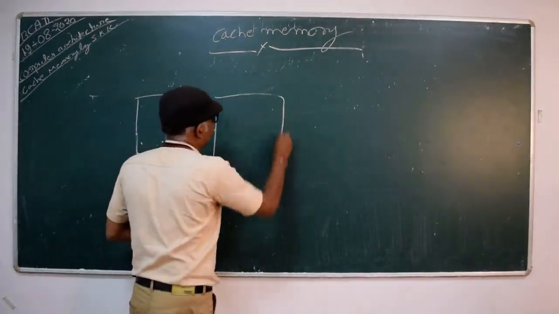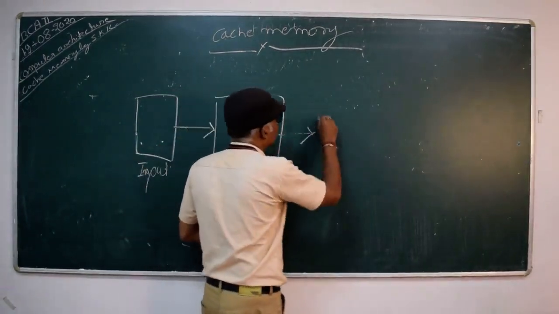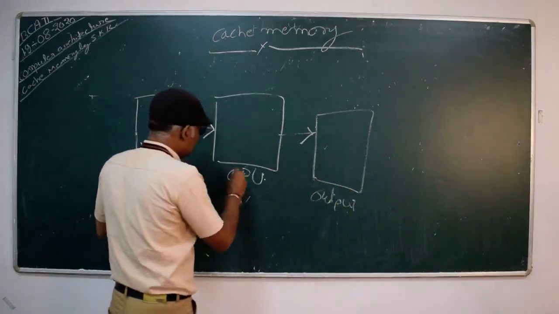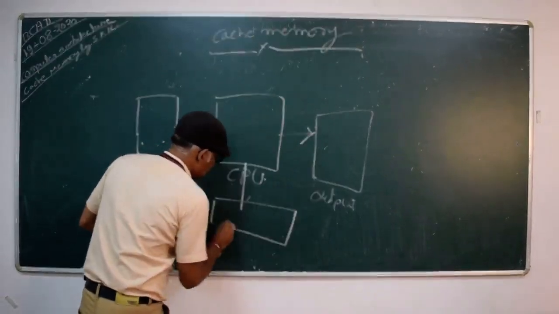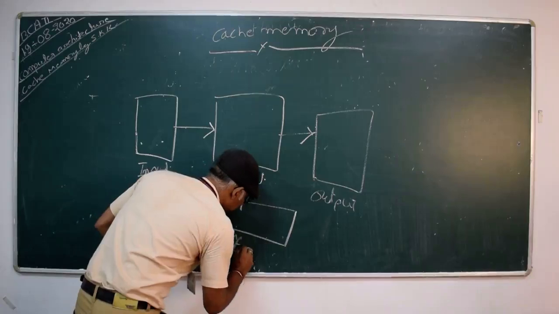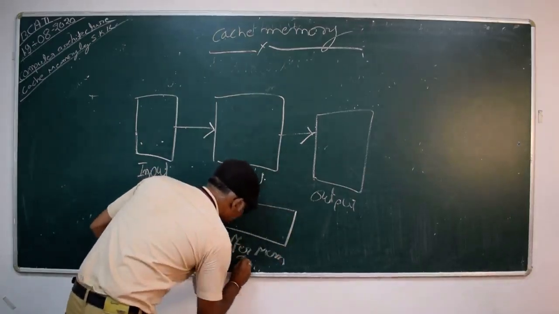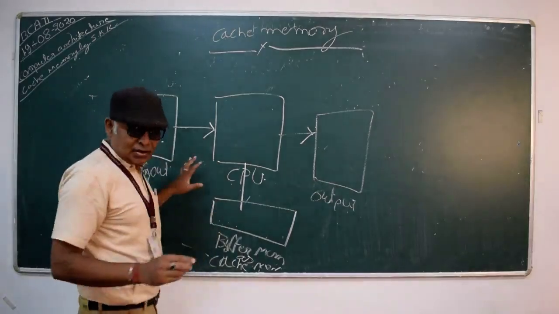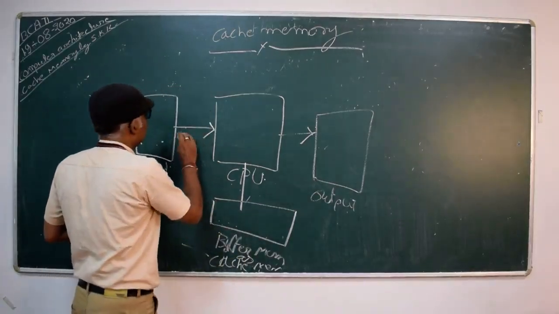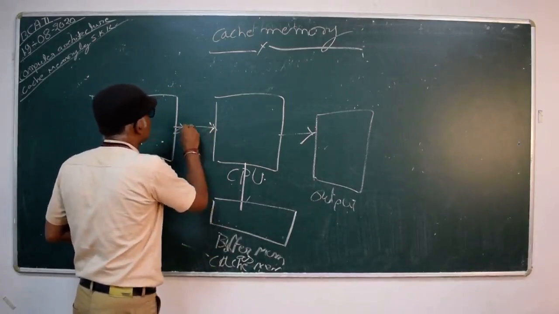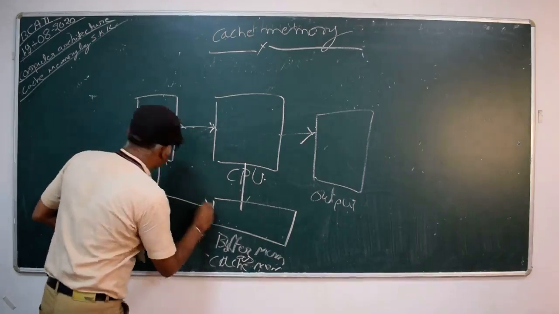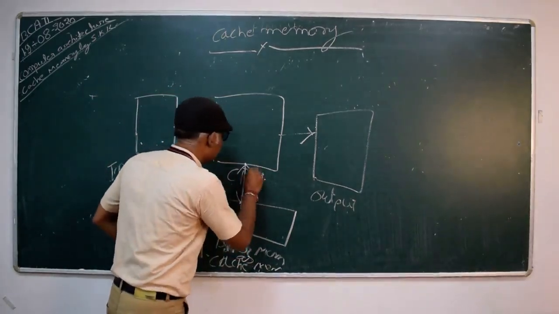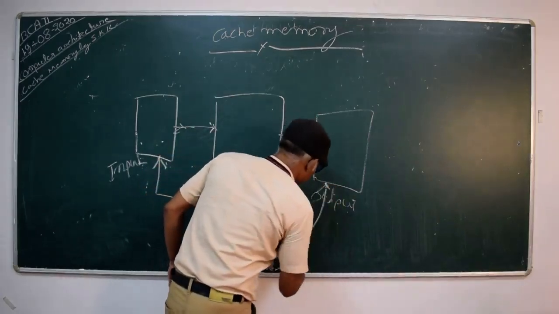In such an arrangement, an input device, which is connected with a CPU, and the CPU with the output, may have a buffer memory as cache memory, where an input device may be connected to this buffer memory, and this buffer memory may again be connected with the output device.